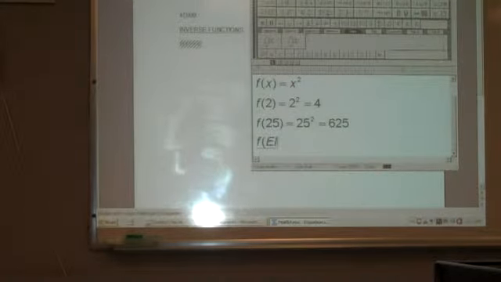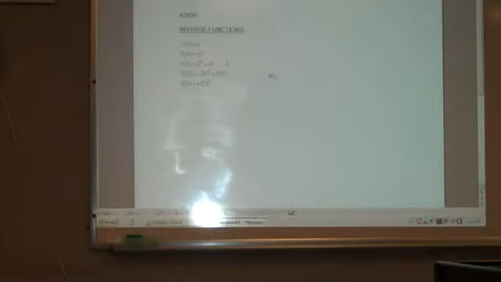What would f of Eli equal? Eli squared. Do we know what that means? Multiple Eli's. So whatever you plug in, you square it. That's how the notation works.